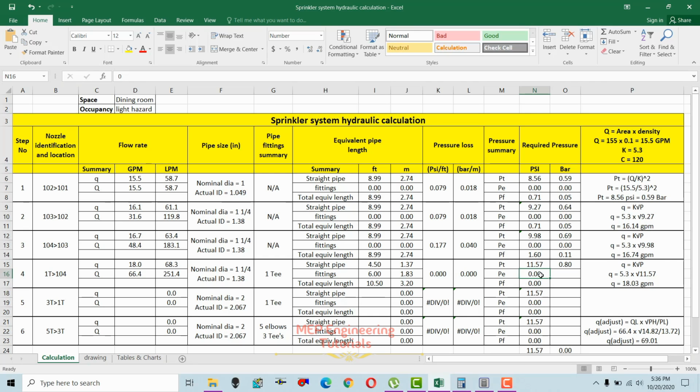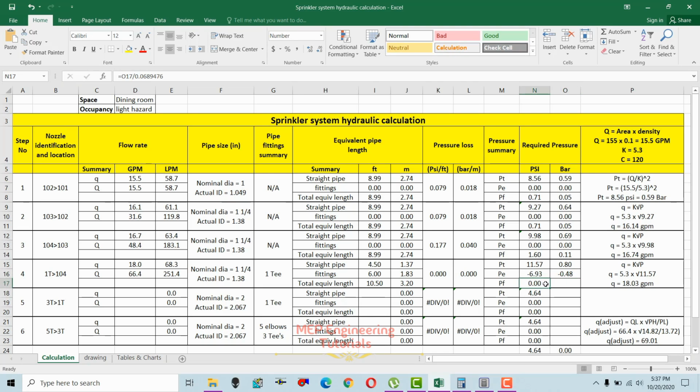So if there's a 3 feet change in elevation, 2.31 times 3, so the head loss will be 6.93. So the pressure loss due to the change in elevation of 3 feet is 6.93 psi. If you want to convert this into bar, you just need to multiply by 0.0689. So that means 0.48 bar.